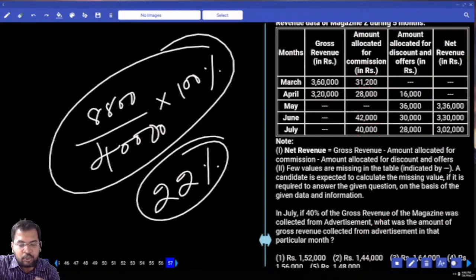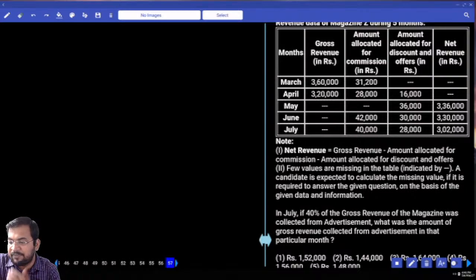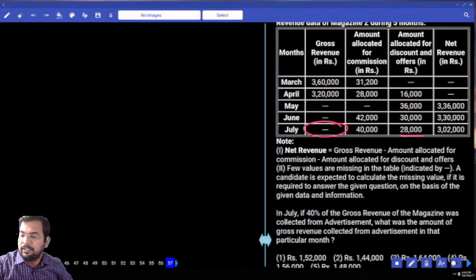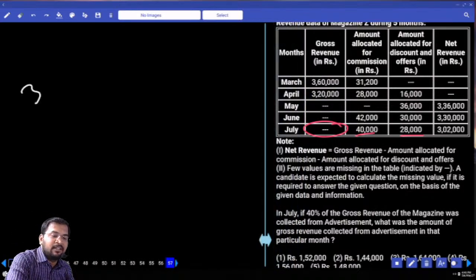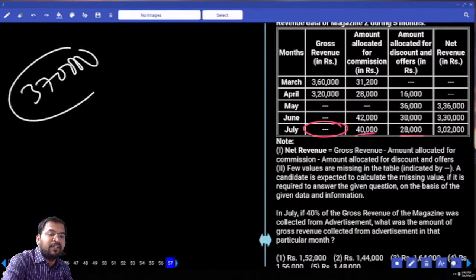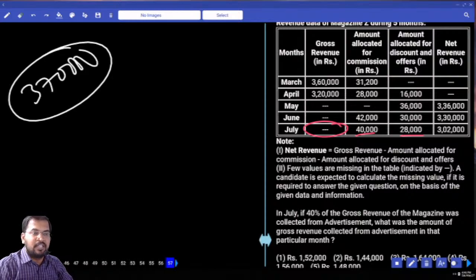Next, in July, if 40% of the gross revenue of the magazine was collected from advertisements, what was the amount of gross revenue collected from advertisements in that particular month? Which month's gross revenue do we need? July. July gross revenue is the total: 3,02,000 plus 28,000 is 3,30,000, plus 40,000 is 3,70,000. So gross revenue in July is 3,70,000.